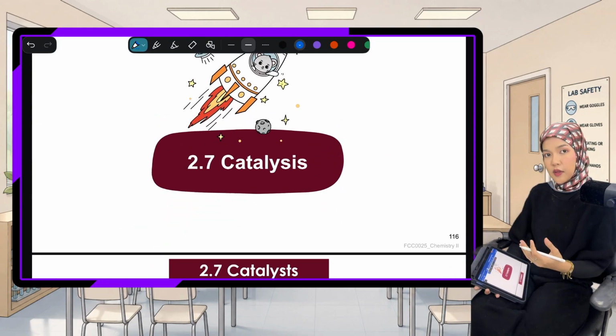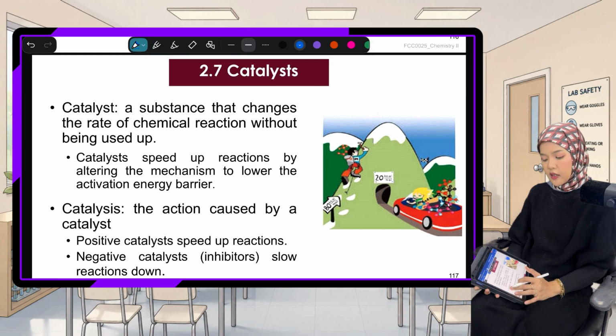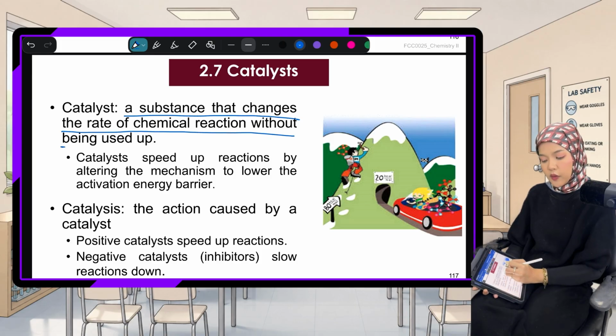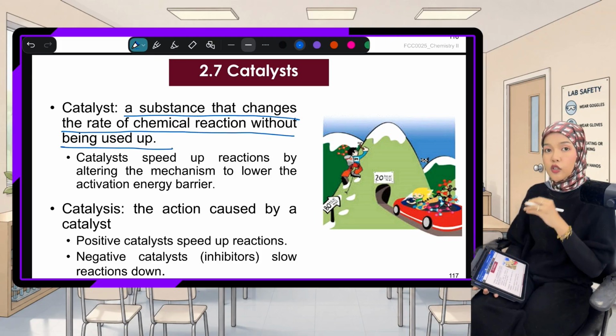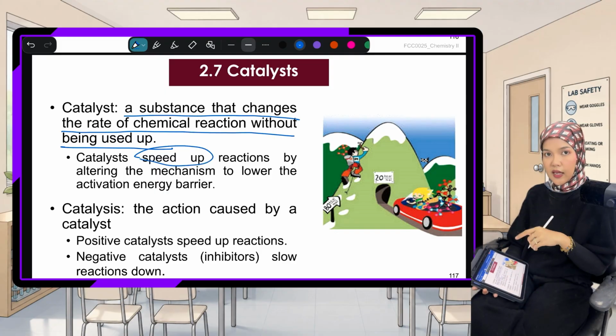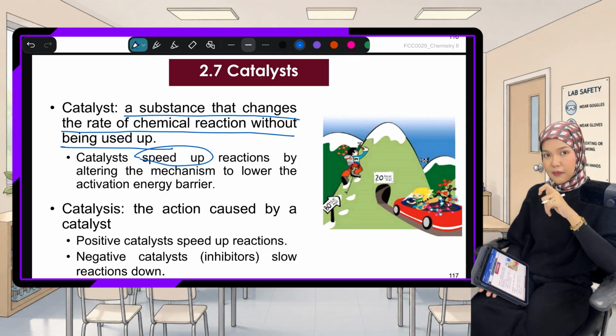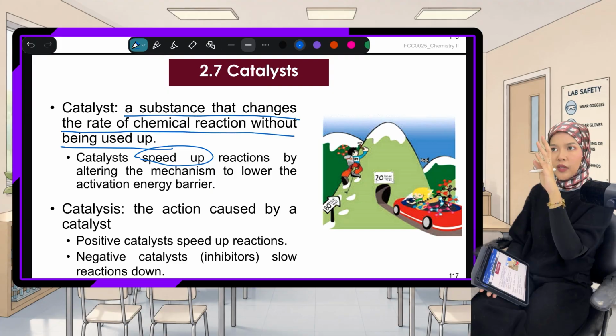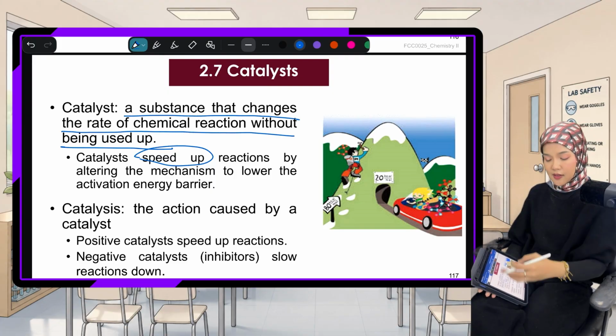So let me just go quickly a little bit. I have discussed with you about catalyst. So catalyst, what is it? It's a substance that changes the rate without being used up. Usually a catalyst is used to speed up the reaction. How? They can alter the mechanism. Maybe we can skip the elementary processes, or we can make the elementary processes faster.